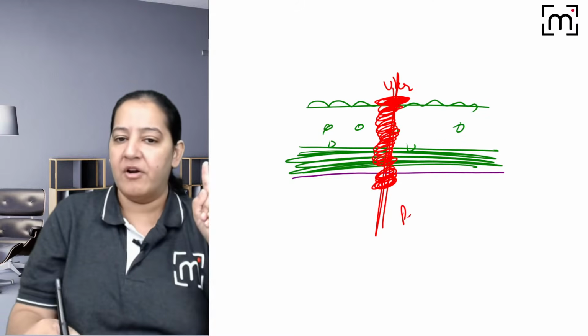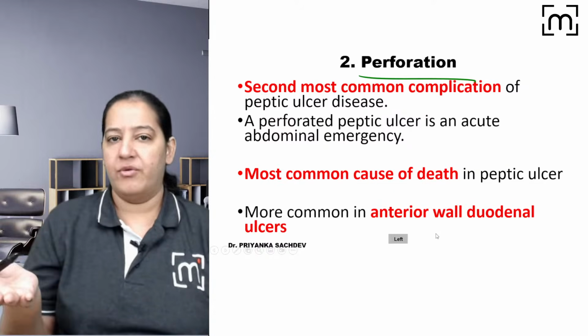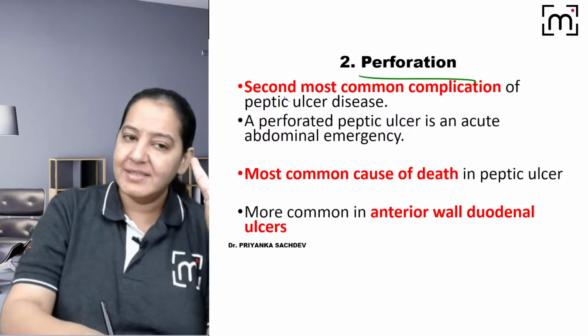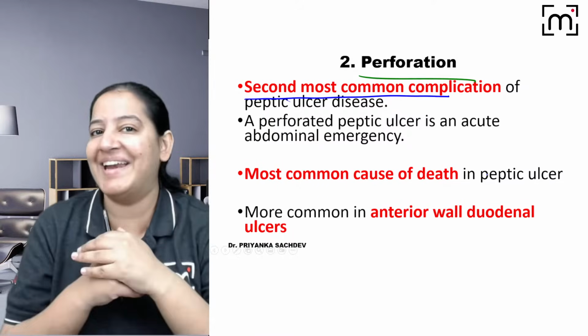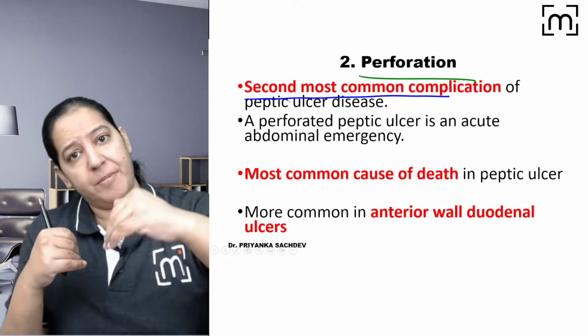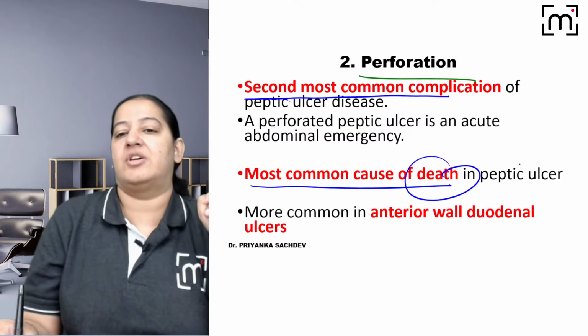Perforation means a hole is happening. It is an emergency situation. It is the second most common complication. When the ulcer becomes deeper and deeper because the patient is not taking any treatment, and is not worried, it keeps going deeper. It is the most common cause of death in peptic ulcer.